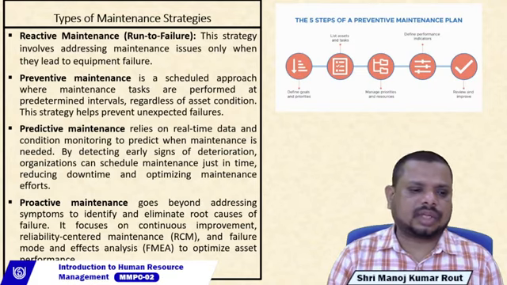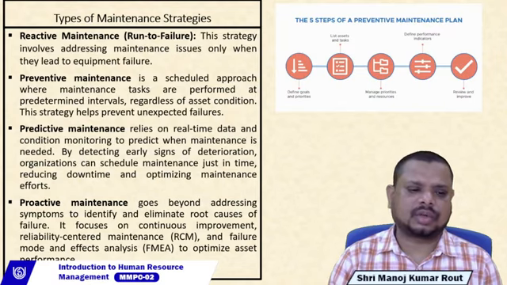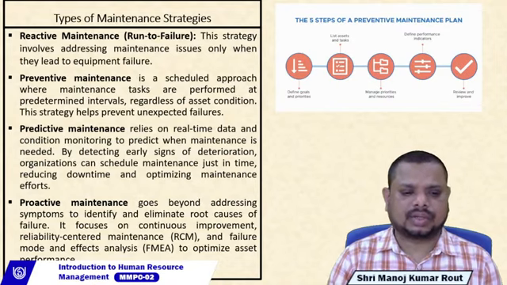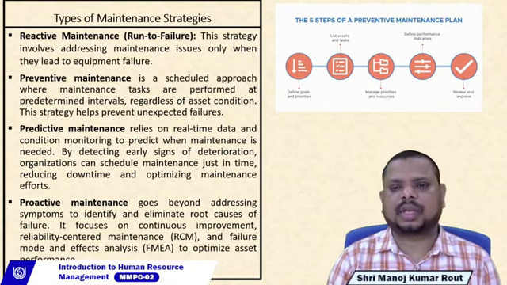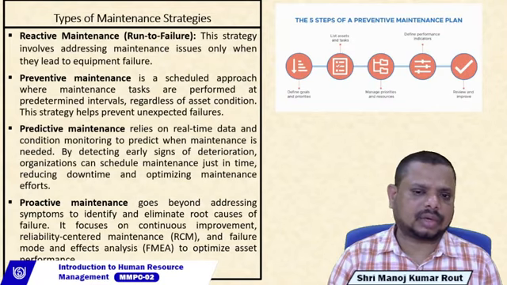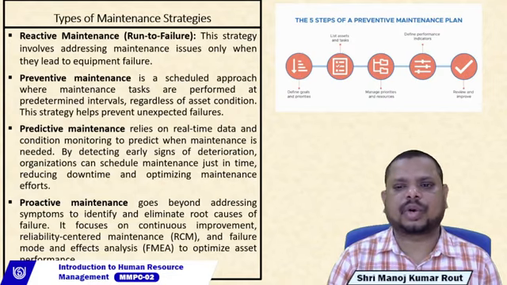Next is proactive maintenance. Proactive maintenance goes beyond addressing symptoms to identify and eliminate the root causes of failures. It focuses on continuous improvement, reliability centered maintenance, and failure mode and effect analysis to optimize asset performance. In continuous improvement, they simply focus on PDCA cycles. P stands for plan, D for do, C for check, and A for act. Whenever you focus on PDCA cycles, you focus on continual improvement through proactive maintenance.